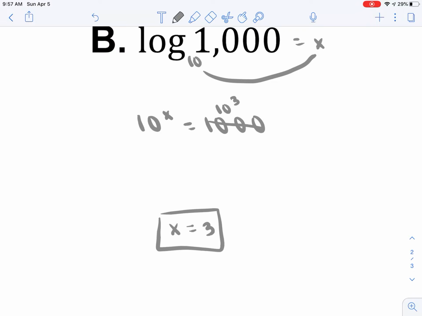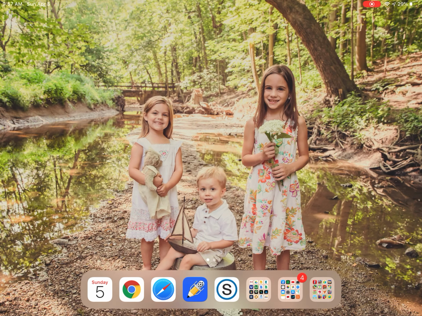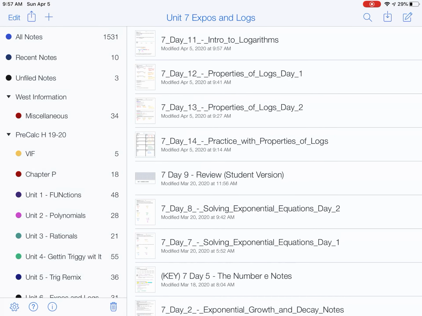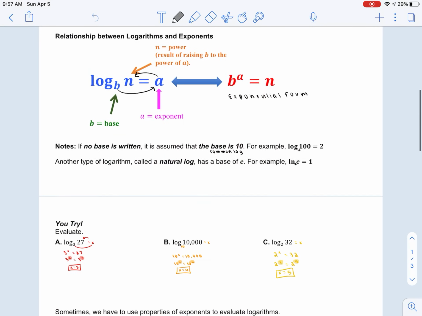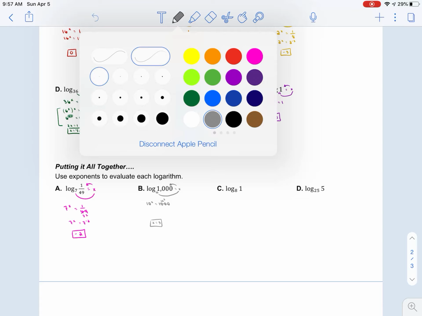What? Did my screen just freeze? I guess my screen is done with the notes. Let's go back to Notability. Let's try this again. Sorry, guys. Kind of makes the notes a little bit more exciting, I guess. We're living on the edge right now.